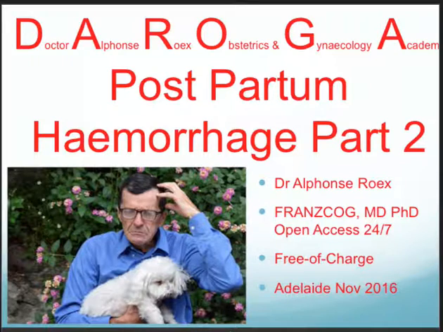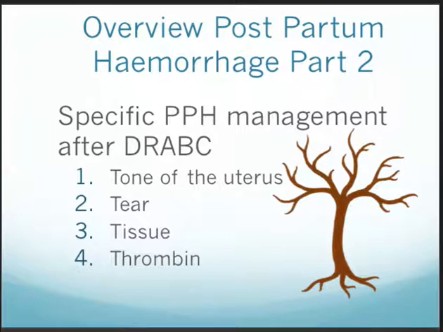And here today we will focus on the following topics: the specific postpartum hemorrhage management after we performed the resuscitation, Dr. ABC. And we will use as often 4 points of focus. First is the tone of the uterus, or the lack thereof. 2 is tear or trauma. 3 is tissue. And 4 is thrombin. And we will see that this is quite helpful in a systematic approach of dealing effectively with postpartum hemorrhage. And I will finish, as you would expect, with a summary.